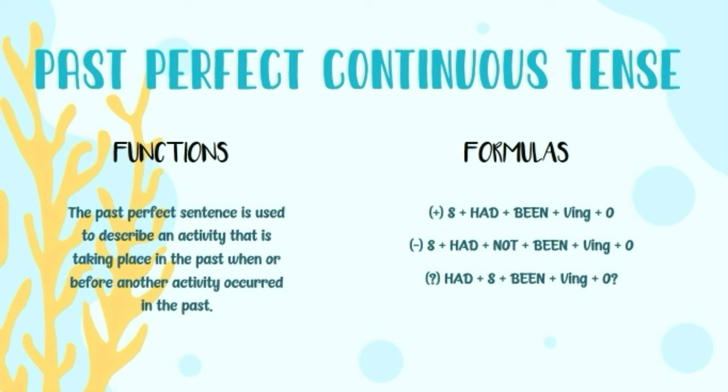Past perfect continuous tense. The function of past perfect continuous tense is used to describe an activity that is taking place in the past when or before another activity occurred in the past. The formula for the positive form is subject plus had plus been plus verb ing plus object, and the negative form is subject plus had plus not plus been plus verb ing plus object, and the interrogative form is had plus subject plus been plus verb ing plus object.